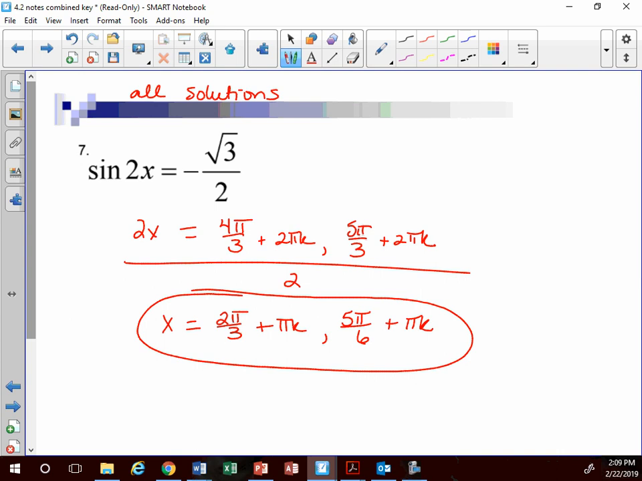Sine is up and down. Sine is y values, so that's why I picked third and fourth quadrant. So third quadrant, fourth quadrant. Perfect. Cosine is x, remember it's side to side. Sine is y, it's up and down.